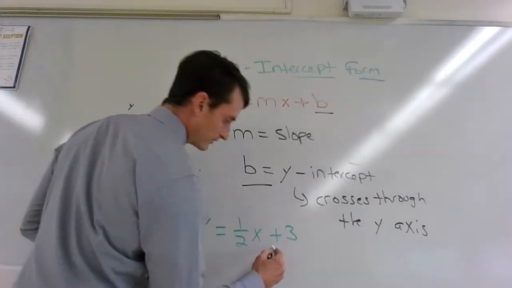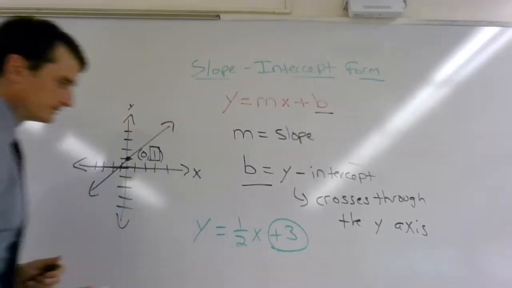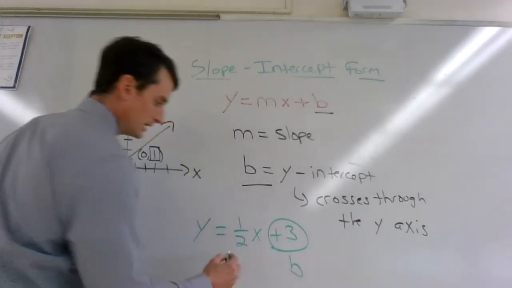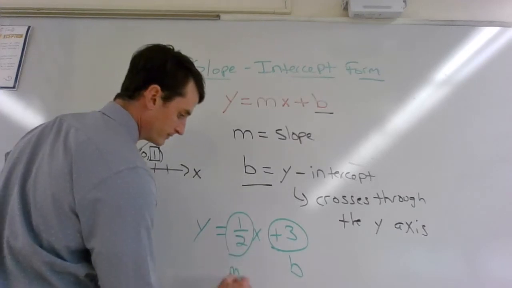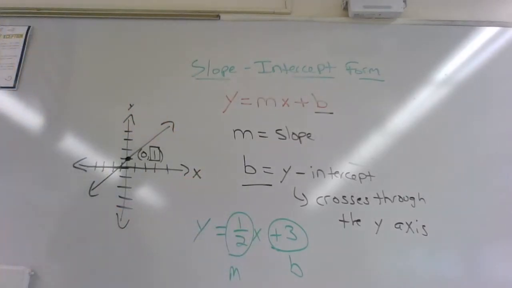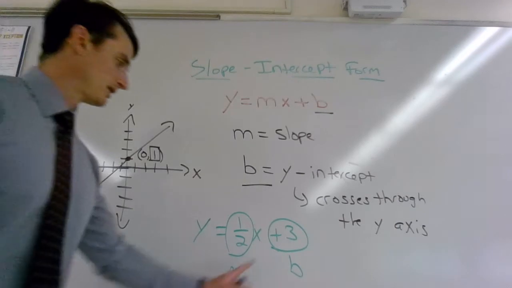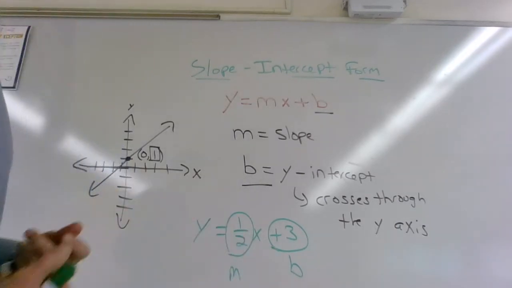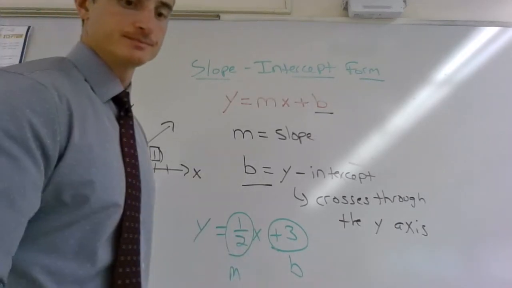The y-intercept is 3, positive 3 because it's plus 3. That's the b value. And the slope is 1/2. That's how steep my line is. So that's that, and that's that. We're just looking at it and drawing that information out of it.